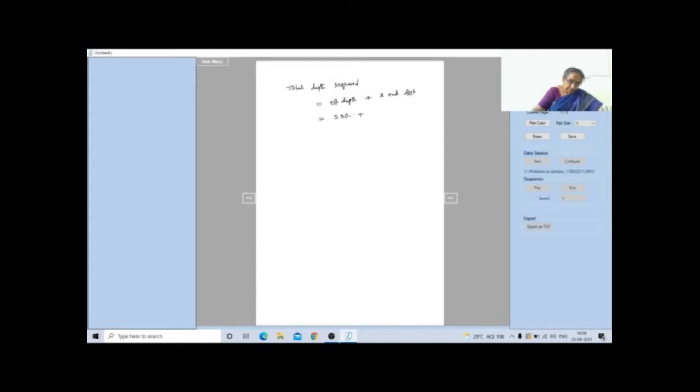230 plus 2 times 1.5 times the 18. Okay, 16 plus 2, 18. So it comes to 284, approximately 290. So this is the depth of the plate.